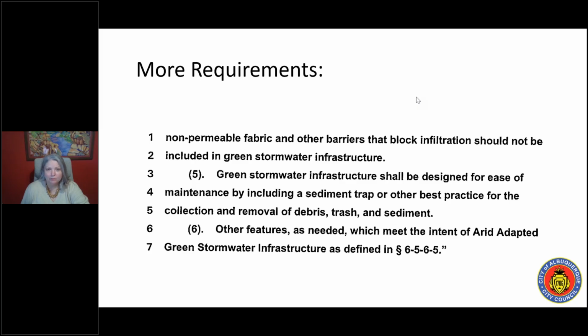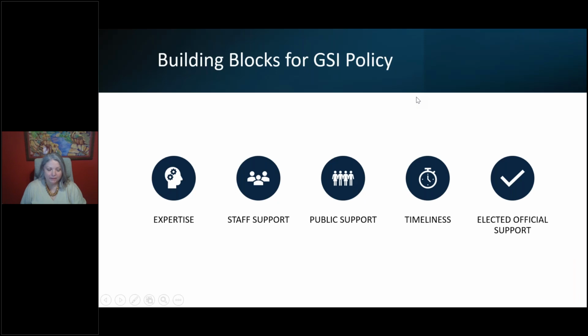And that is something that we are working through. So putting that into the ordinance, I think, was really important, that we're going to use the design to make sure it's easy to maintain, so that we're not setting up the city for failure. And by the city, I mean everyone who lives here who's going to benefit from these green stormwater infrastructures. So next slide. Those are just some of the things that were in the legislation that I wanted to make sure I talked to you a little bit about. But I wanted to start thinking through what were the building blocks to get that policy passed.